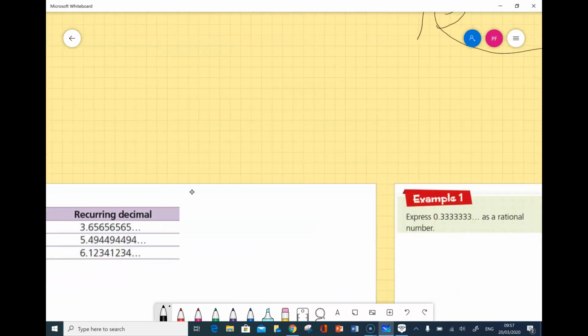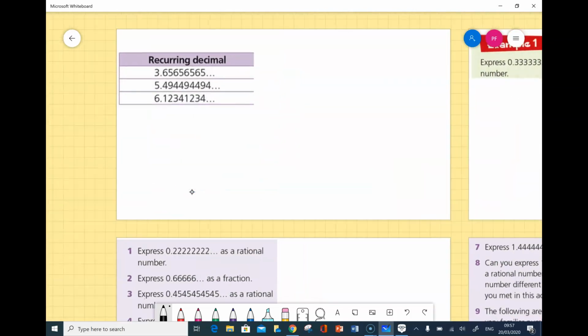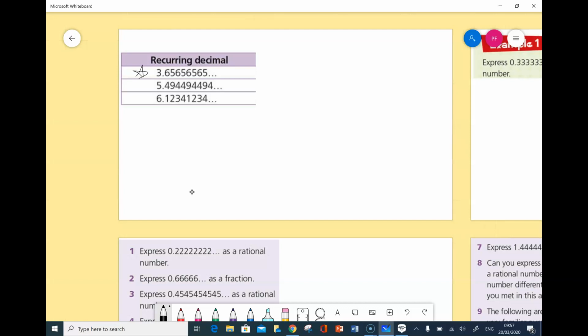So let's have a quick review. For example, I have a recurring decimal here, 3.65656565. We can see that the 65 is repeating. I'm going to show you the formal way of writing that. I put down my 3, I put my dot, my 65, and to say it keeps going 65, 65, 65, I put a dot over both. That means it continues on forever, 3.656565. There's no dot over the 3, so the 3 doesn't appear again, only the 65s.